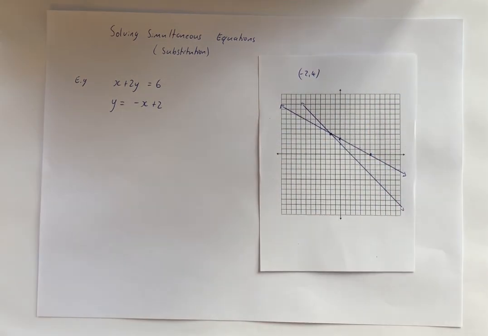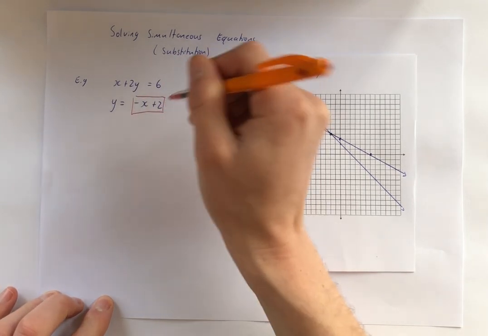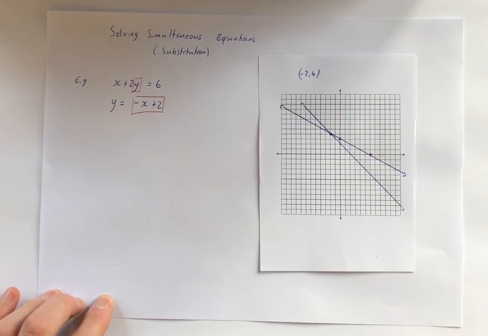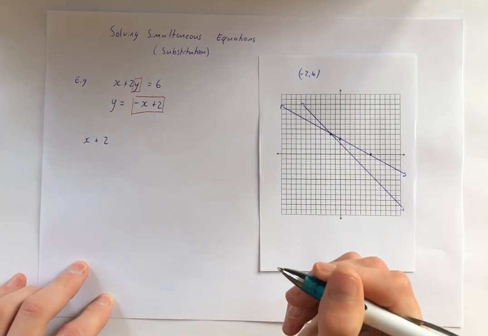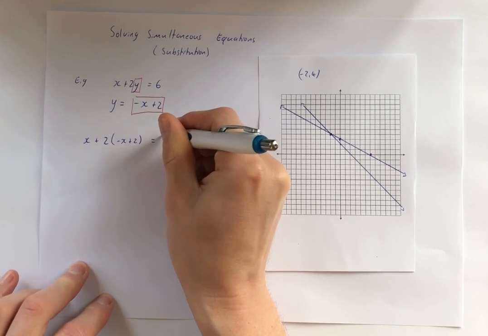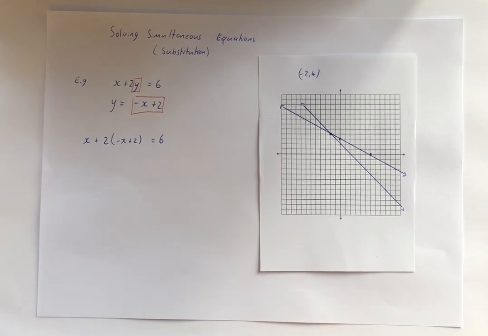Okay, but how can we, instead of having to draw that up on grid paper, do that just algebraically? So what can we replace? Well, we've got y equals negative x plus 2, and we could replace that y with that entire relationship. So we have x plus 2 times y, but y is negative x plus 2. Awesome. Now it's just one equation with one variable. So theoretically, we should be able to solve this.